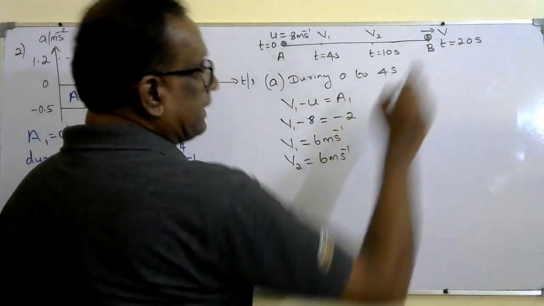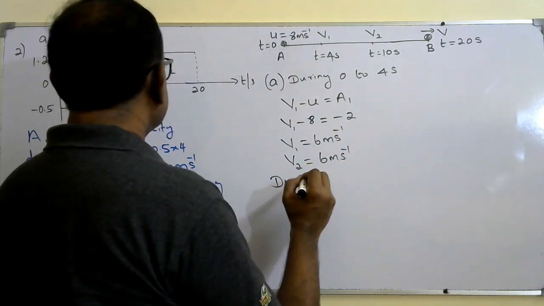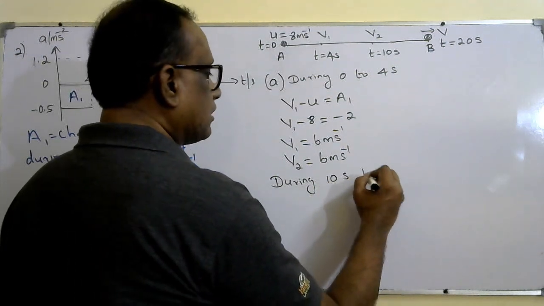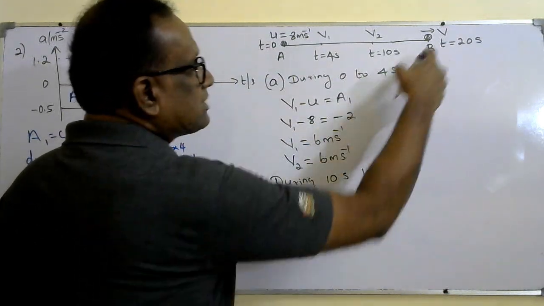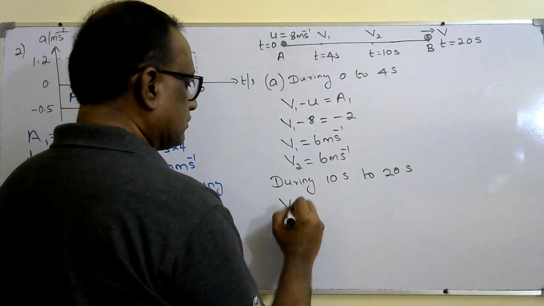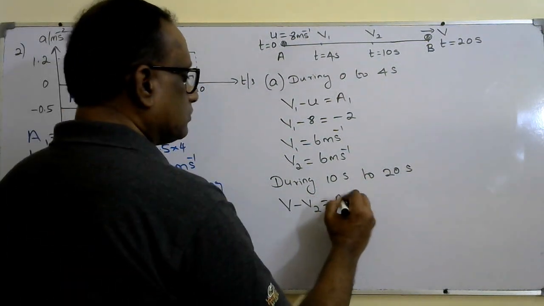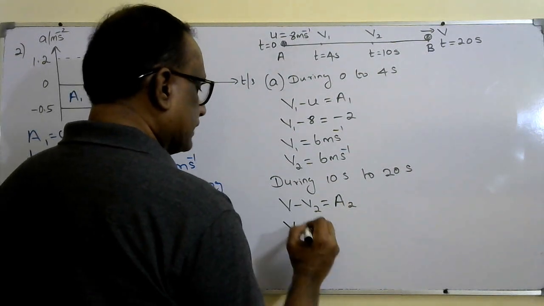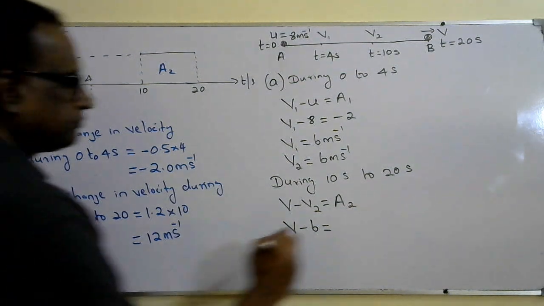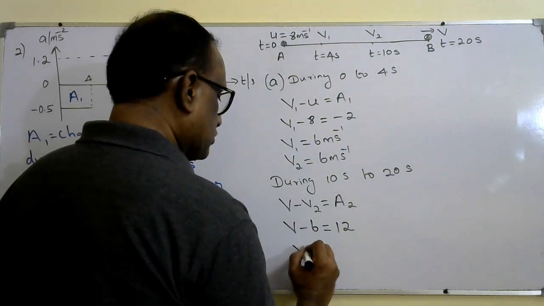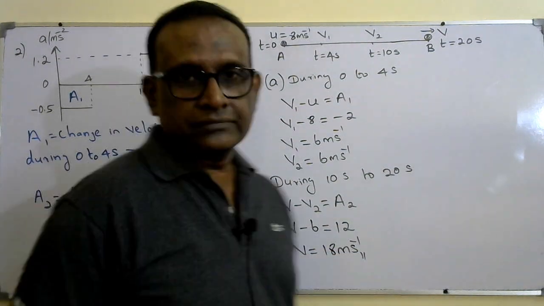The question is about B. So we'll consider the time during the last 10 seconds. During 10 seconds to 20 seconds, change in velocity is the area, that is v minus v2 equal to the area A2. So v minus v2 is 6, area A2 I found it 12. So v is going to be 18 meter per second. That's what they asked to show.